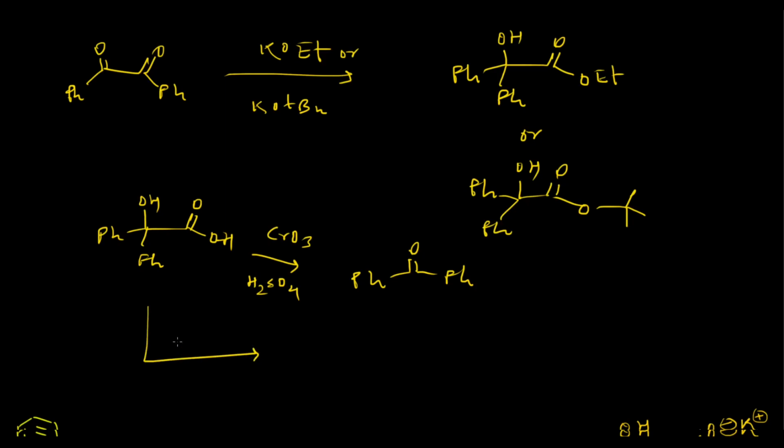Another conversion is if you treat this with hydroiodic acid in presence of red phosphorus, you can directly get diphenyl acetic acid, which is this one. So these are some synthetic importance of this benzylic acid.